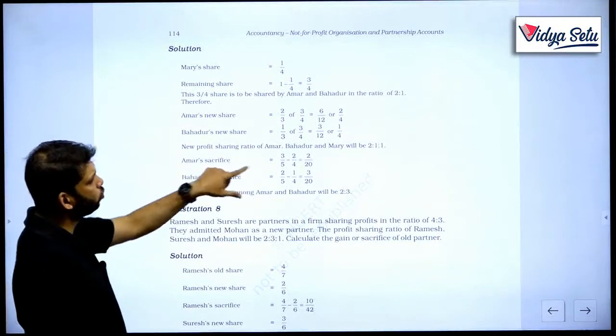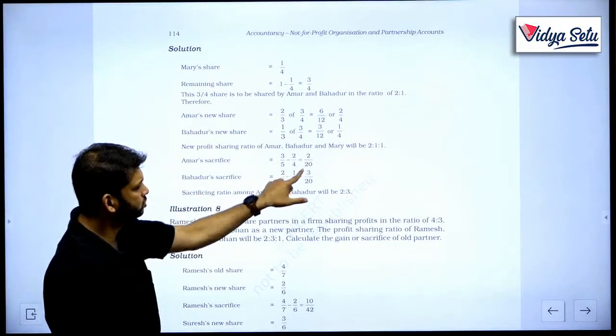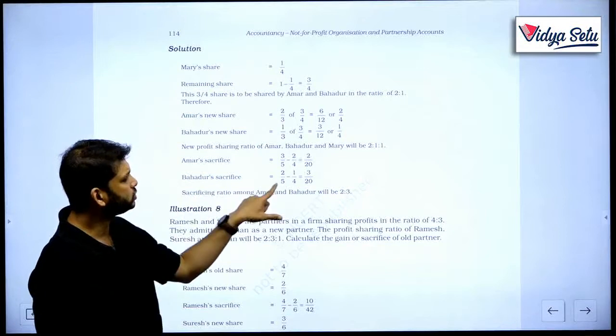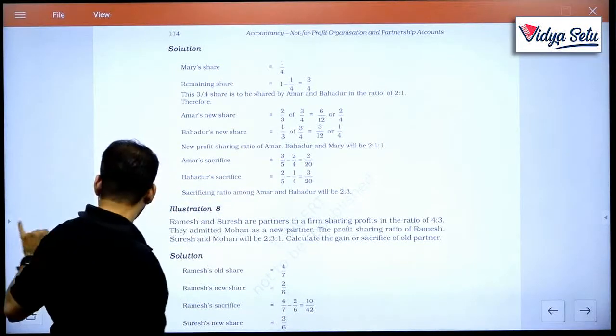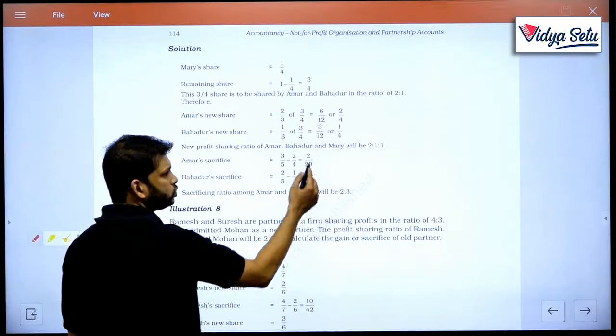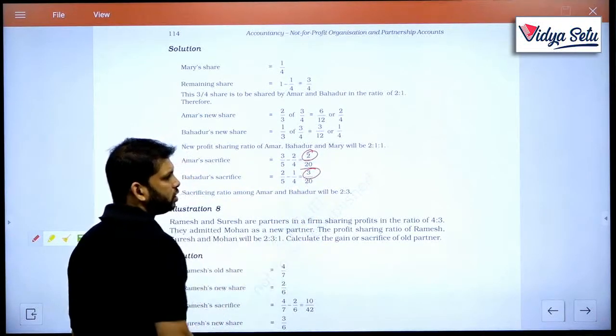Amar's sacrifice is old ratio minus new ratio. This much is Amar's sacrifice. Bahadur's sacrifice is old ratio minus new ratio. This is Bahadur's sacrifice. And if we want to see the sacrificing ratio, it's 2:3.